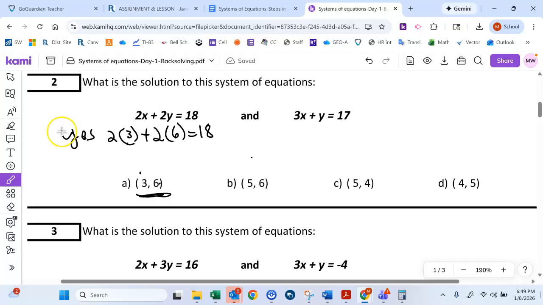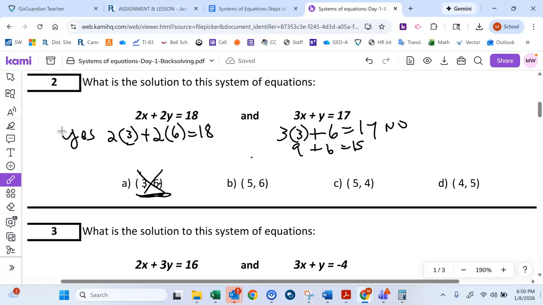For this one, for 3 and 6. But it has to work here, so we're going to 3, and then x is 3, plus y, which is 6. Does that equal 17? Well, this is 9, that's 6, so that's actually going to be equal to 15. So the answer is no. This one does not work.